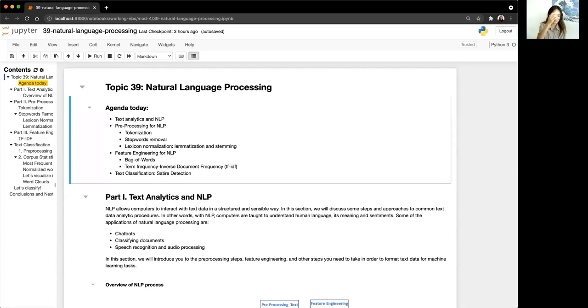Not to say that this stuff isn't powerful or useful at all. They're just different methods, and we'll get into that tomorrow too.